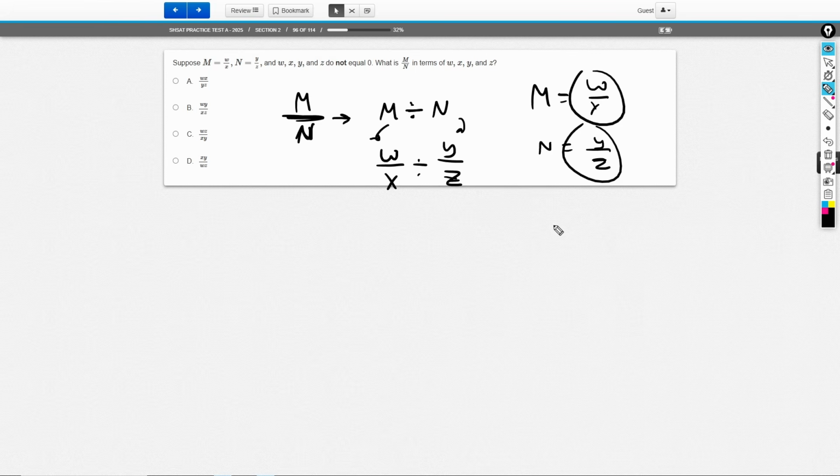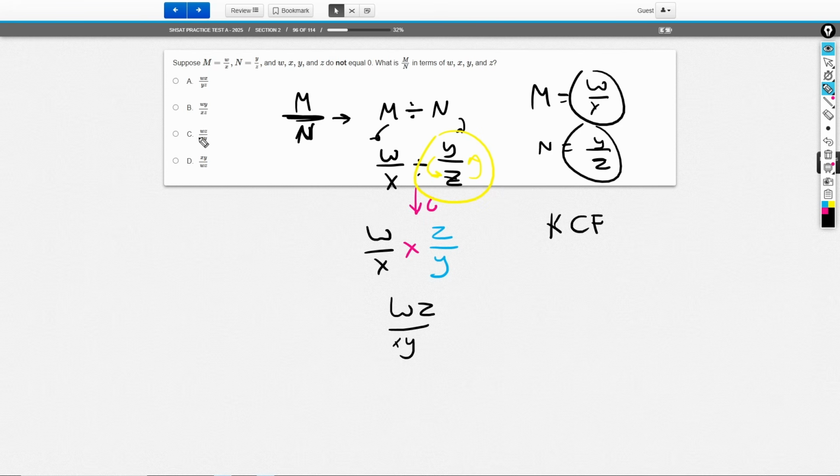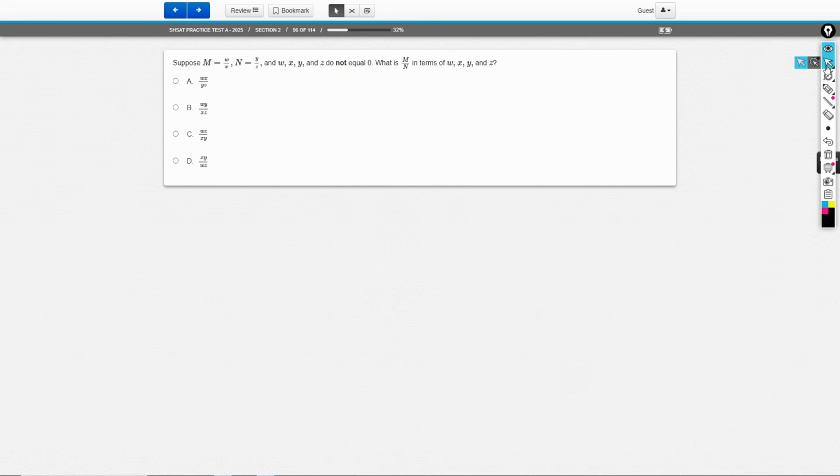Remember, when you divide fractions, keep, change, flip. You keep this left fraction as it is. You change the division symbol into a multiplication symbol, and then you flip this other fraction. The numerator becomes the denominator and the denominator becomes the numerator. So here this is times z over y, and the answer is wz over xy, because w times z is wz, x times y is xy. So this turns out to be choice C, wz over xy.